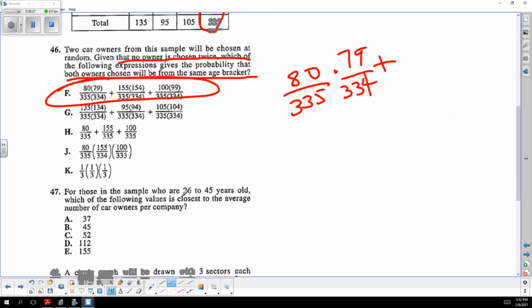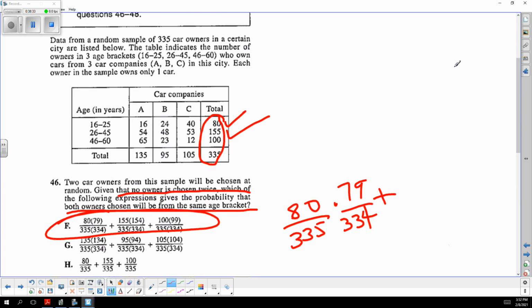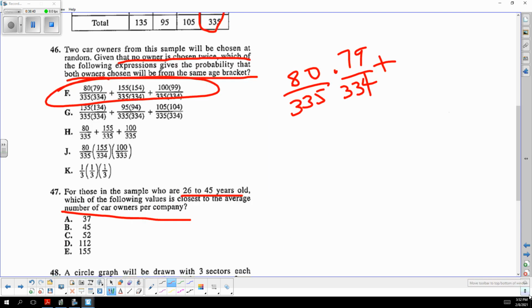This one's easy. It's 26 to 45. What's the closest to the average owned per company? So it's just 155 total over 3. Because it's 3 companies. So the answer, I think, is 51.6, which goes to 52.